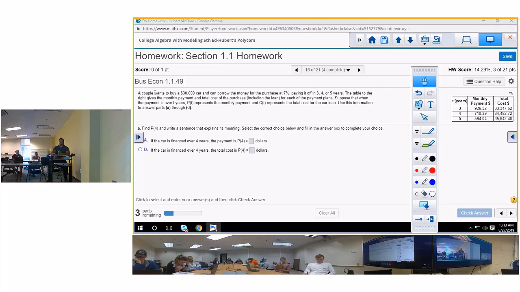And let's see, what are they doing? A couple wants to buy a $30,000 car and can borrow the money for the purchase at 7%, pay it off over 3, 4, 5 years. The table to the right gives the monthly payment and cost of the purchase for the payment plans. Suppose that when the payment is over 2 years, P of T represents the monthly payment and C of T represents the cost, blah, blah, blah. Use this information to find P of 4. Okay. You got a $718 payment, and you're basically paying $34.05 for whatever you're buying.